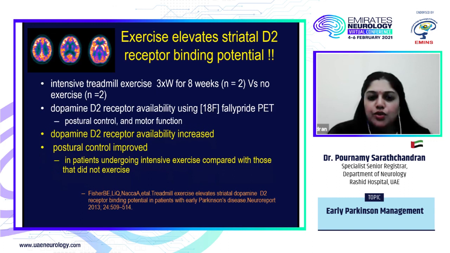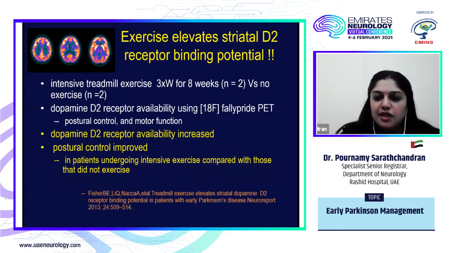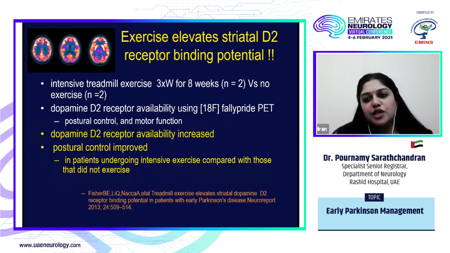And they found that those who were doing intense exercise had increased dopamine D2 receptor availability, and postural control also improved. Of course, this is not a big number, but it is at least something objective which we can say suggests that exercise is likely to improve the course of the disease. It may not arrest it, but it may improve the progression or the quality of life of the patient with Parkinson's disease.